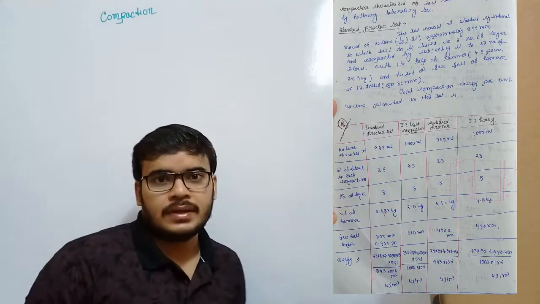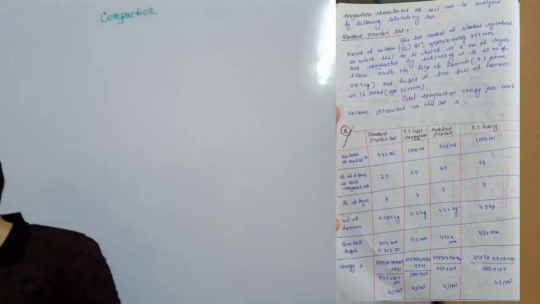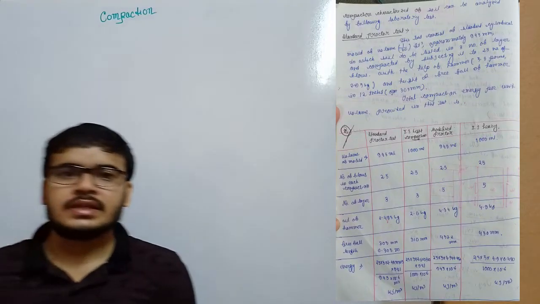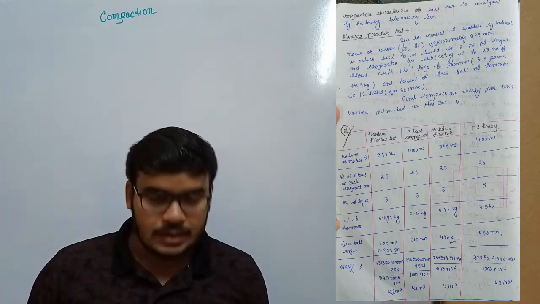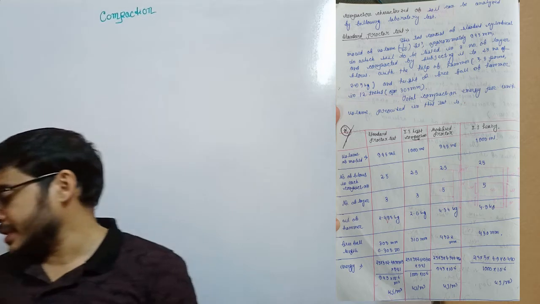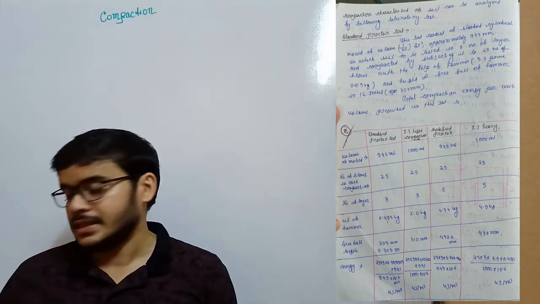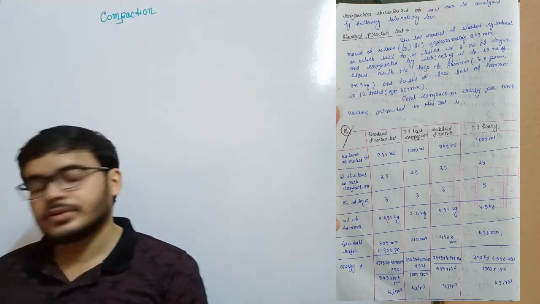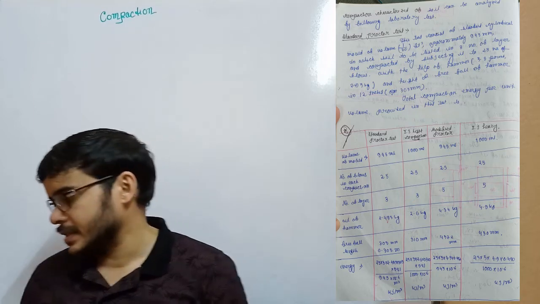Now complete the table here. This is the standardization value of the compaction test which will be done in our laboratory. So first is the standard Proctor test, IS light compaction test, modified Proctor test, and IS heavy compaction test.